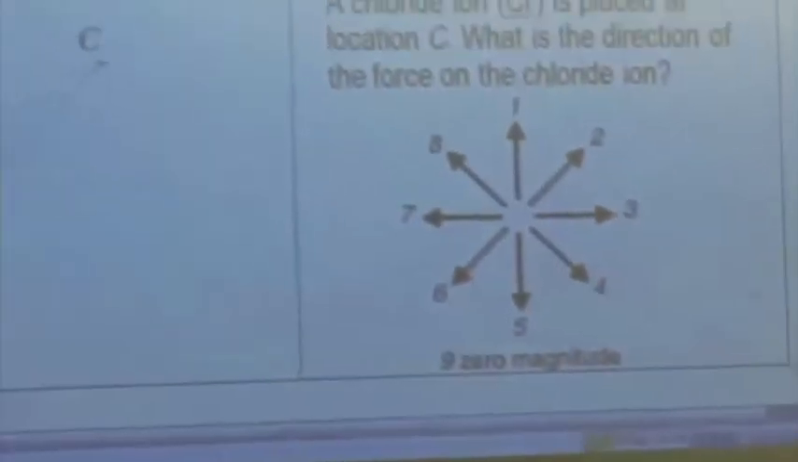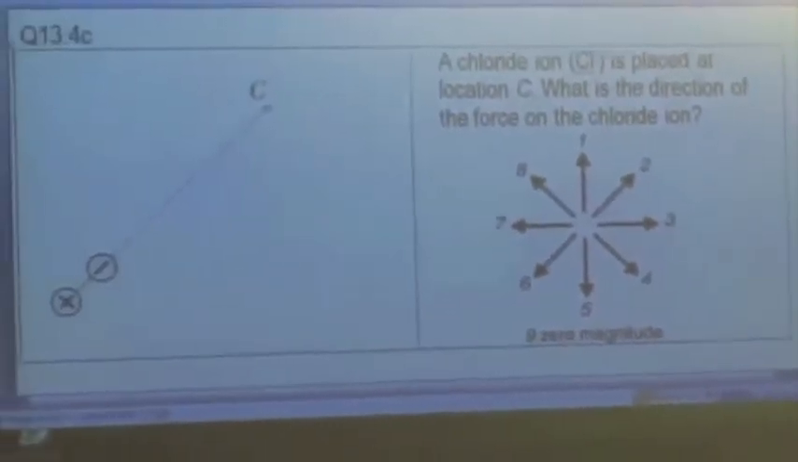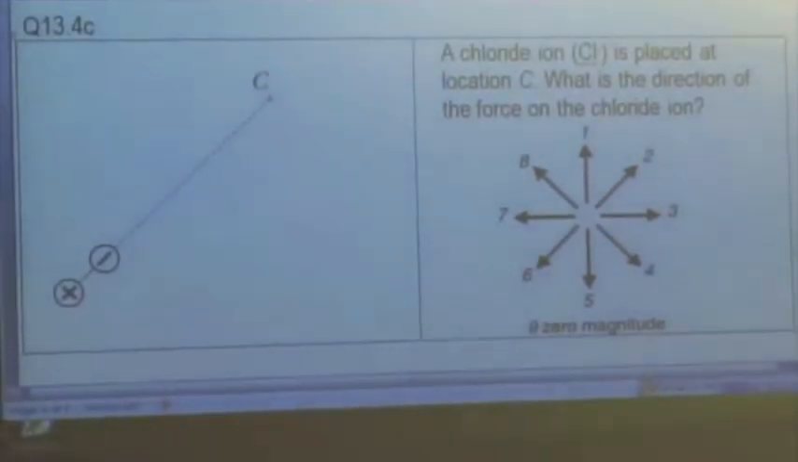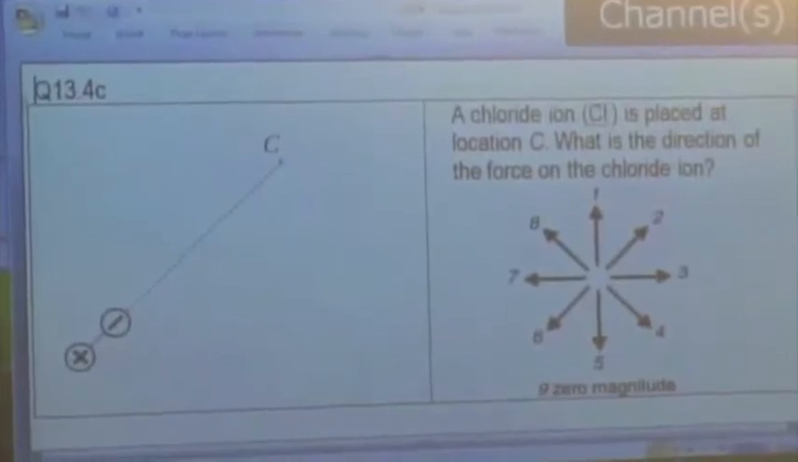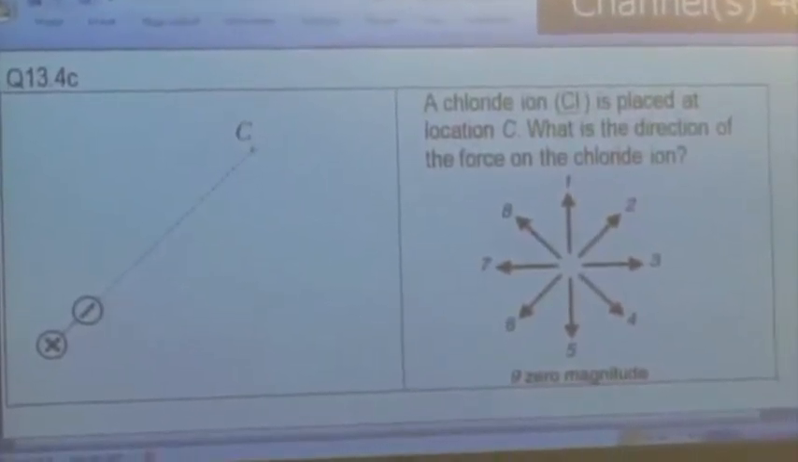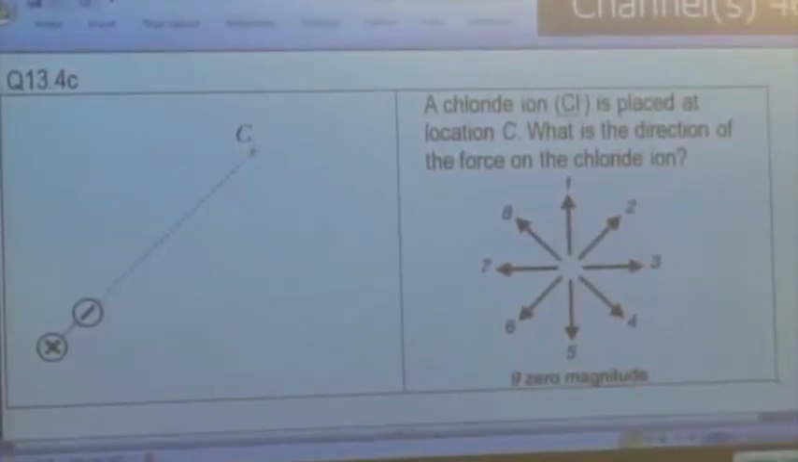This is just a qualitative direction question real quick. A chloride ion is placed at location C. What is the direction of the force on the chloride ion? Okay, so we're looking for the electric force on a negative charge placed at location C. So think about what you need to do to figure that out. From negative to positive, by the way, for a dipole moment.